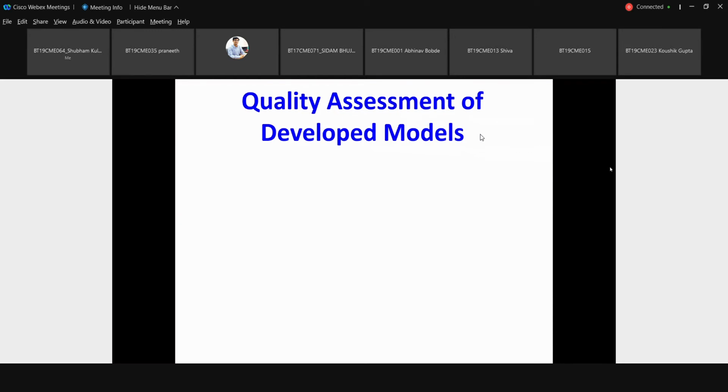Okay, let's revise a little bit and then I will talk about assignment number 3. So, how can you assess the quality of a QSR model? What can you estimate? If there are different models, how are you going to compare?